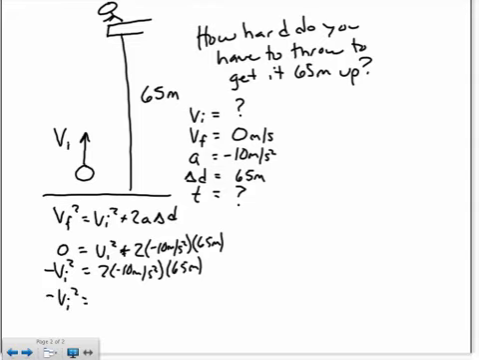Negative VI squared equals negative 1,300. Right? Alright, I tend to go a little fast on these. Is everybody still with me? Don't need to take the square root of a negative number here. Negatives on both sides to make everything positive. So the square root of 1,300 is our answer. What is that? 36.